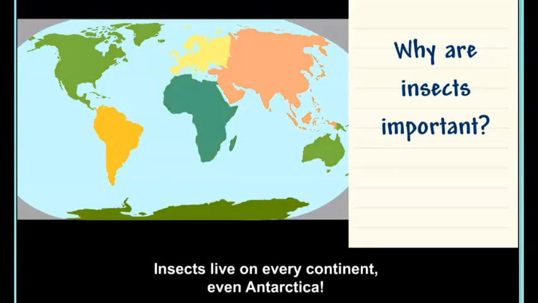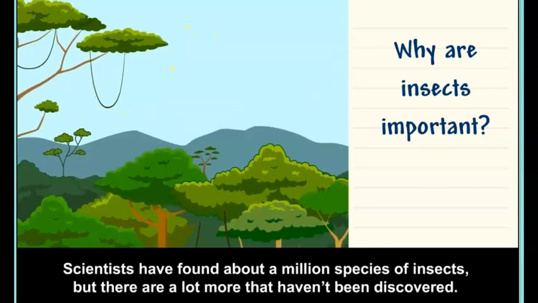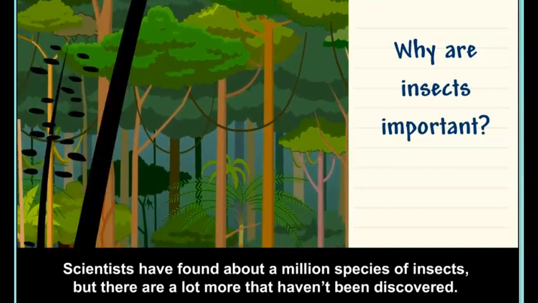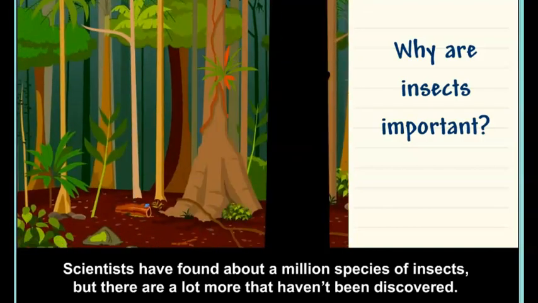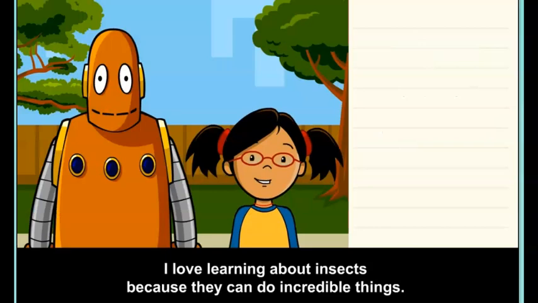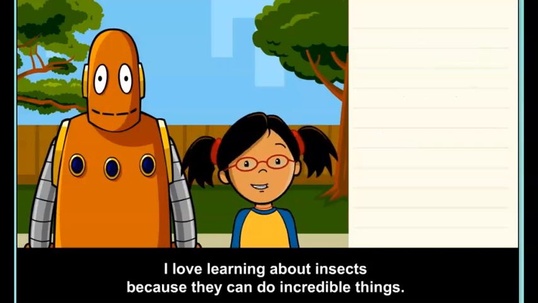Insects live on every continent, even Antarctica. Scientists have found about 1 million species of insects, but there are a lot more that haven't been discovered. Most of the living things on our planet are insects. I love learning about insects because they can do incredible things.